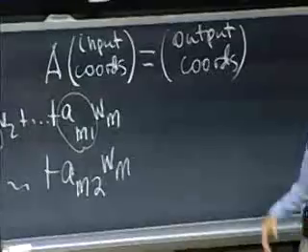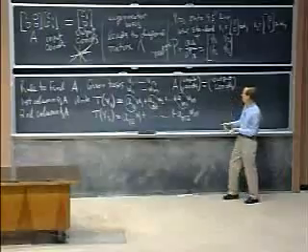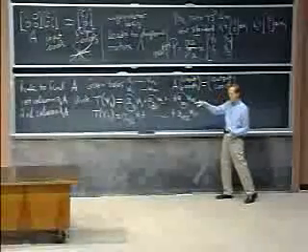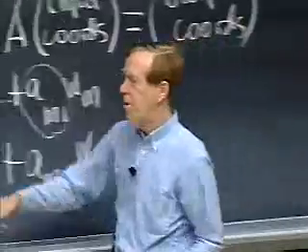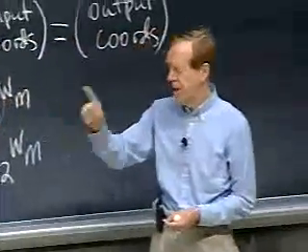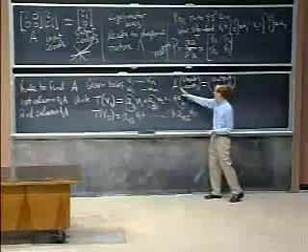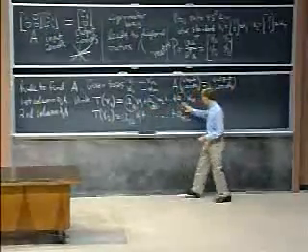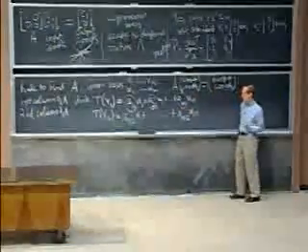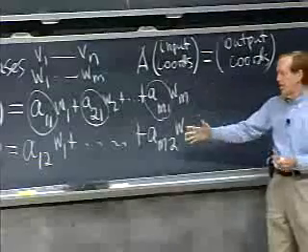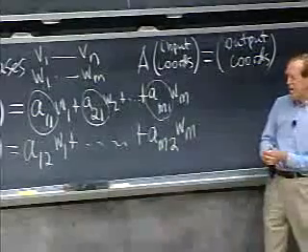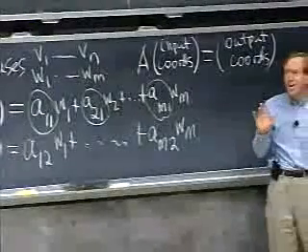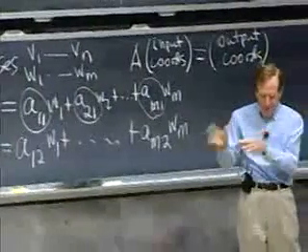Why is this right? Let me just check the first column. Suppose the input coordinates are 1 and all zeros. What does that mean? What's the input? If the input coordinates are 1 and the rest zeros, then the input is v1, right? That's the vector that has coordinates 1 and all zeros. Okay? When I multiply A by the 1 and all zeros, I'll get the first column of A. I'll get these numbers. And sure enough, those are the output coordinates for T of v1. So we made it right on the first column. We made it right on the second column. We made it right on all the basis vectors. And then it has to be right on every vector. Okay, so there is a picture of the matrix for a linear transformation.